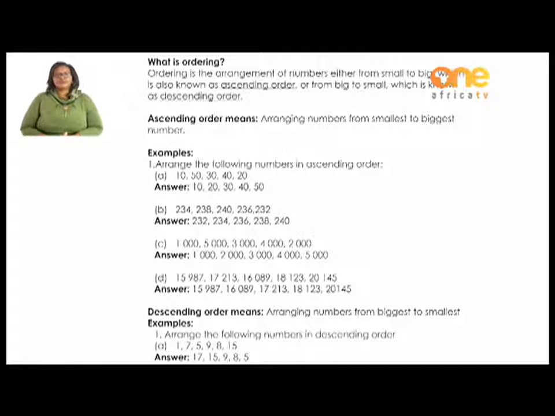Our next examples are going to focus on descending order. Descending means we are arranging numbers from the biggest to the smallest. Our first example has 1, 7, 5, 9, 8, and 15. So from there, the biggest number will be 15, the second one 9, 8, 5, then finally we go to 1.